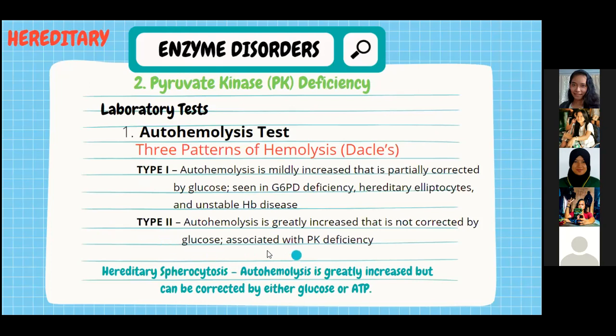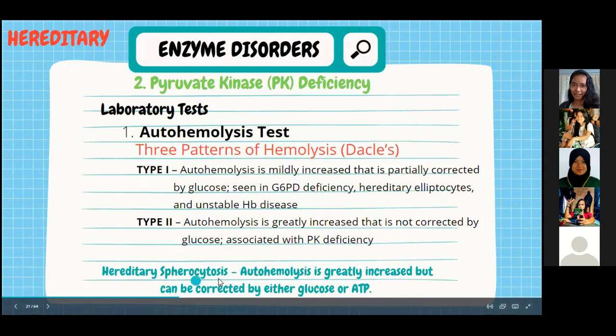The third one is hereditary spherocytosis, in which autohemolysis is greatly increased but can be corrected by either glucose or adenosine triphosphate.